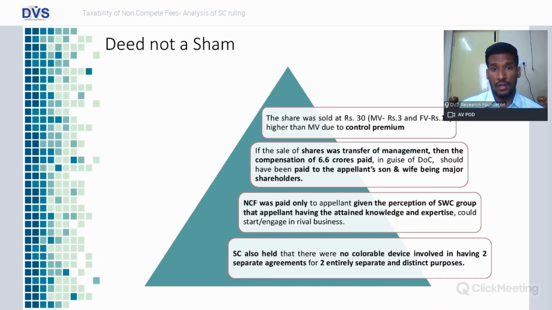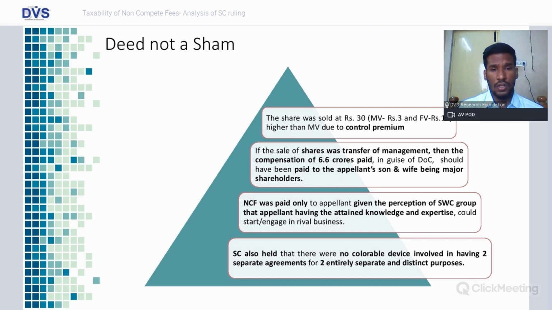So the AO, as I said in the previous slides, was stating that this was only a sham transaction because a huge sum was paid to evade the taxation from the purview of 28(2)(a). But Supreme Court clearly stated that the shares were sold at such a huge premium because along with the sale of shares, even the control was getting transferred, and that is the reason why there was a huge premium. So if the sale of shares was transfer of management, then the compensation of 6.6 crores in guise of deed of covenants should have been paid to the appellant's sons and wife, being the major shareholders.